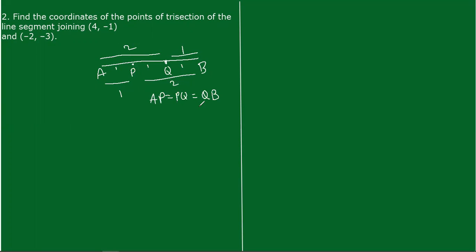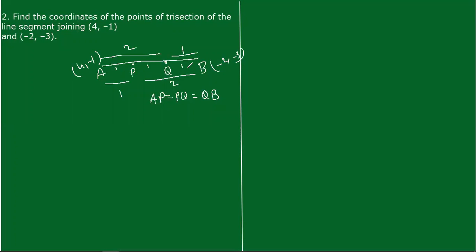Now, what are they asking? Find the coordinates of the points of trisection of the line segment. They gave the two endpoints of the line segment. One is (4, -1), another one is (-2, -3). Now we have to find these points P and Q, right? To find points P and Q, we have to apply the section formula.